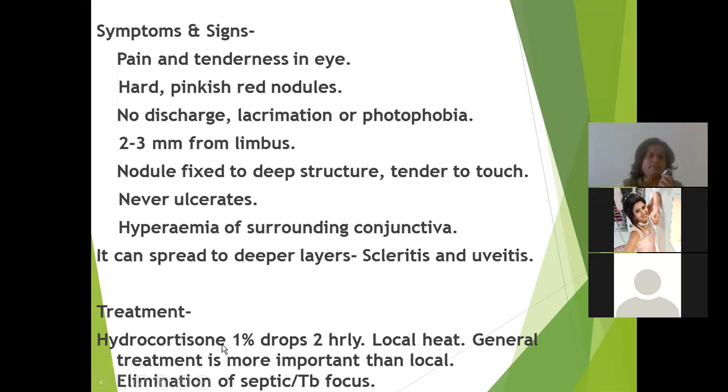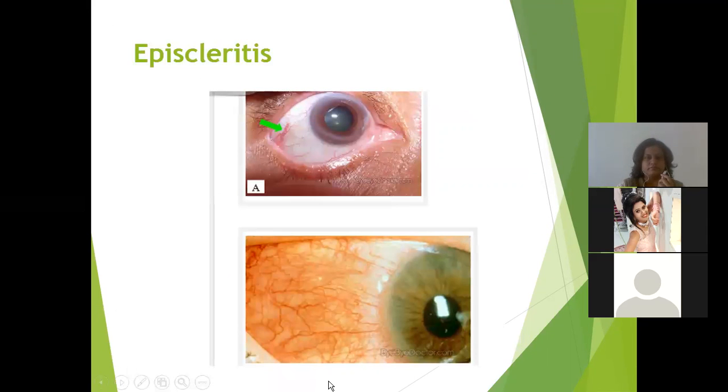In the treatment, hydrocortisone 1% drops 2 hourly can be used with local heat. General treatment is more important than local. There is elimination of septic or tubercular sores. So this is episcleritis.